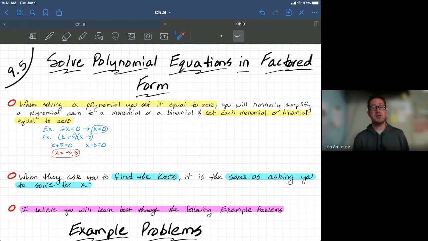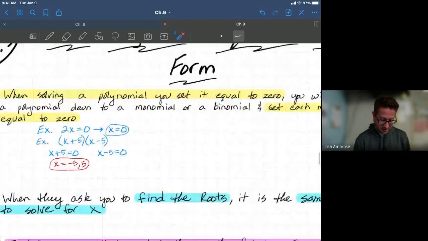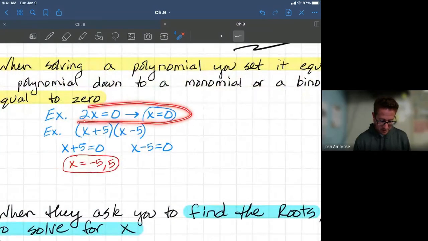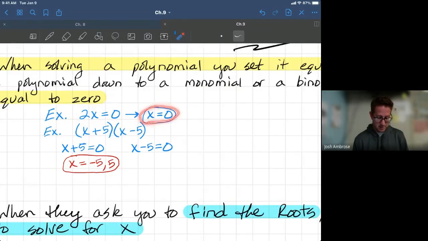Okay, so when you're solving a polynomial, the key thing you're doing is you are setting it equal to 0. And let's say you have different binomials, or if you have a monomial, then you're going to set the monomial equal to 0. And here's what I mean. Here's an example of that. This is a monomial set equal to 0. And if you solve it, this is what you'd get. X is 0.